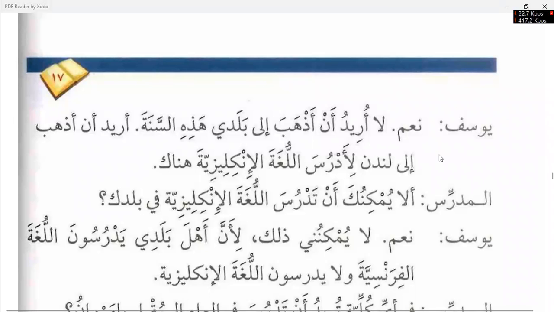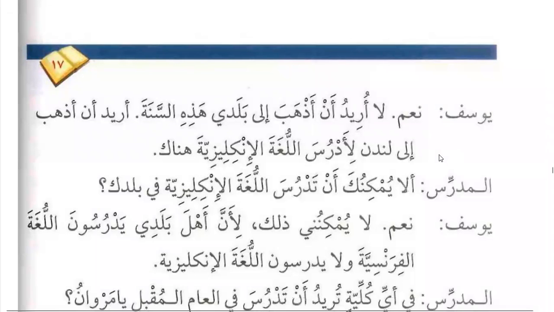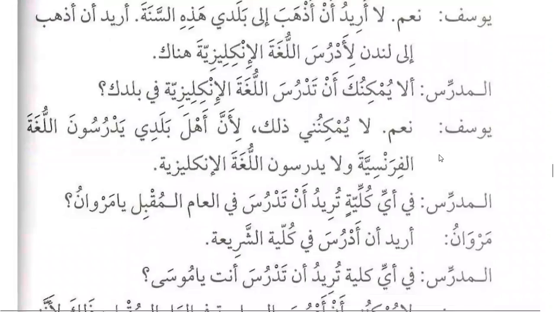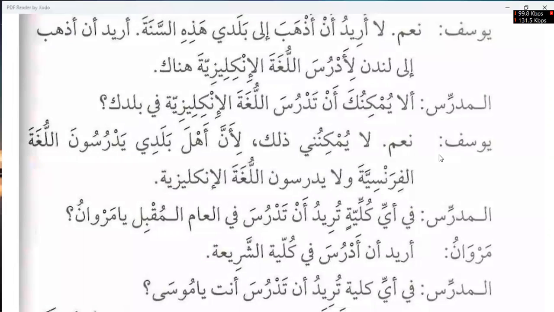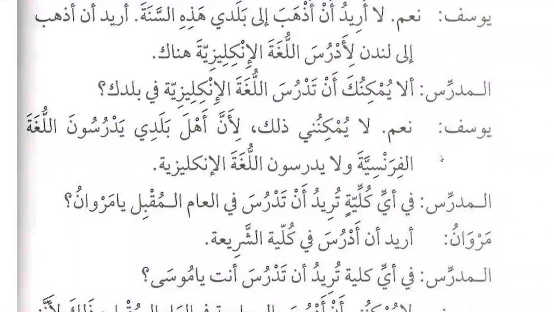Ms. Rizwana and Ms. Amina. Yes, sir. Ala yumkinuka an tadrusa tadrusal lugatal ingliziya fi baladika. Is it not possible to study the English language in your country?